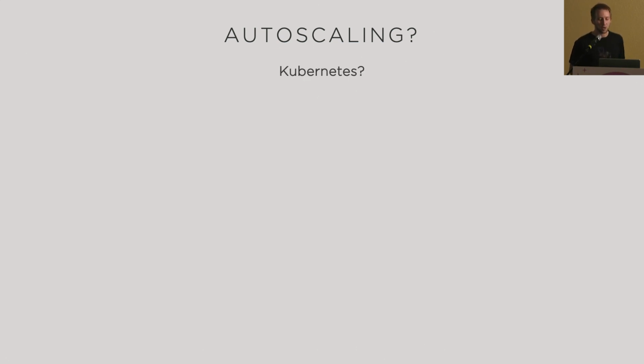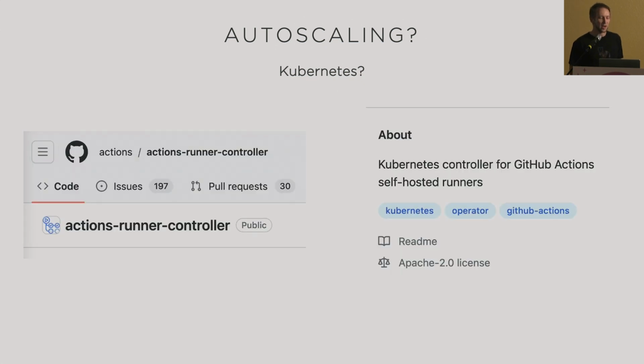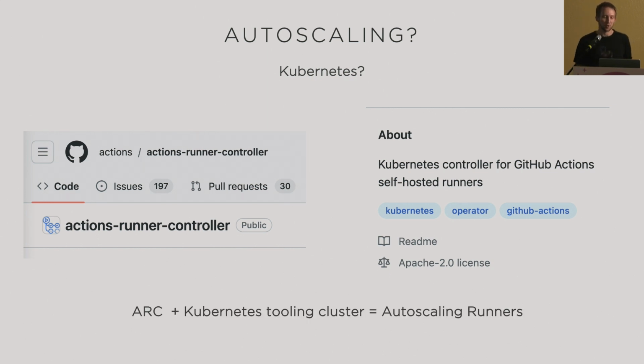So fortunately, we already run a small Kubernetes cluster that we use to deploy development tools such as Argo CD. And it also just so happens that there's an open source project called the Actions Runner Controller, which is a Kubernetes controller that lets us deploy GitHub runners into Kubernetes. So at a high level, we can take this Actions Runner Controller, or ARC for short, we can deploy it to our Kubernetes cluster, and we get auto-scaling runners.